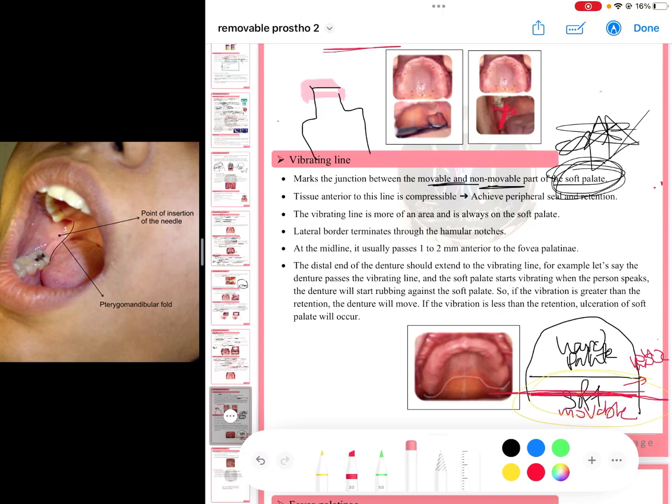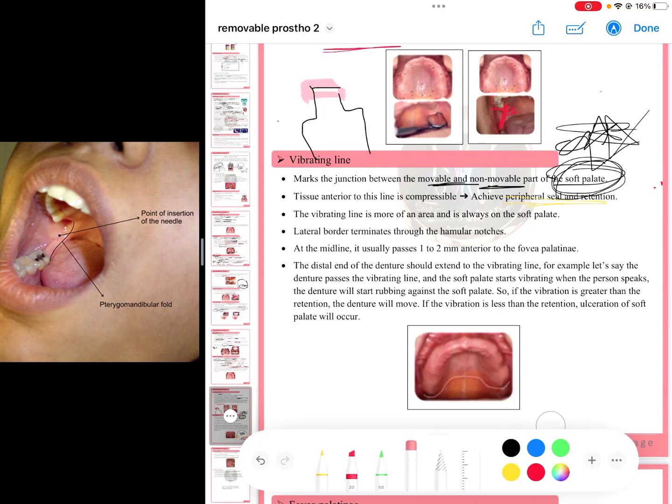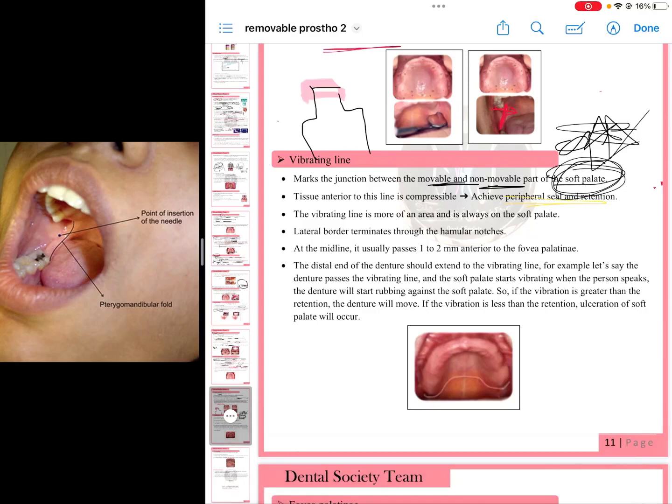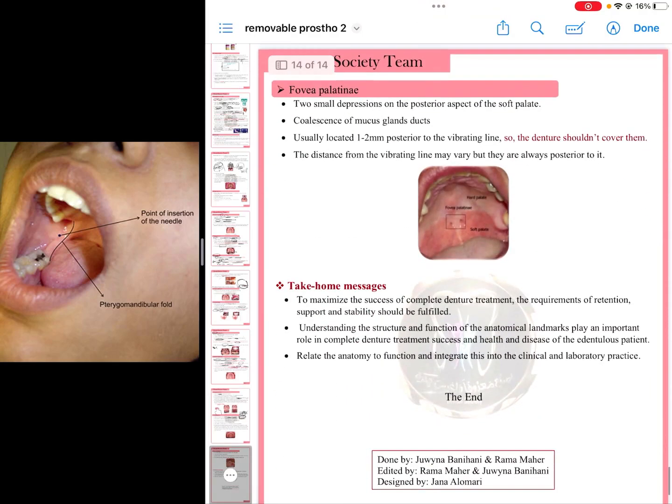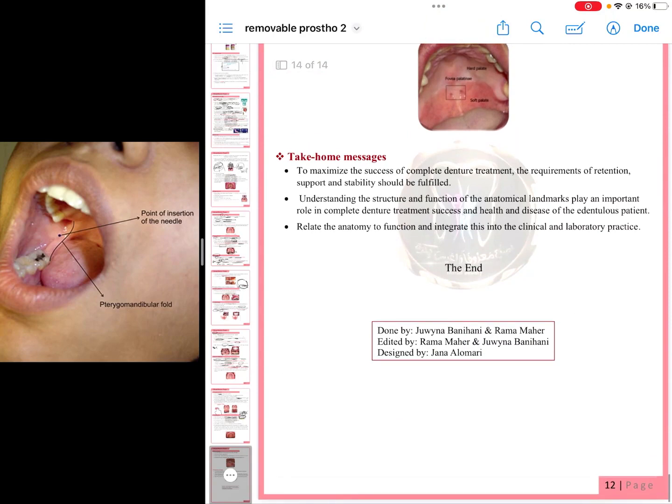Now the tissue that is anterior to this line, in the non-movable part, is compressible. So we will achieve the palatal seal, or the retention, from this tissue. Okay, now forget what is written here. I will read everything written here, but I want to explain to you what the vibrating line is.